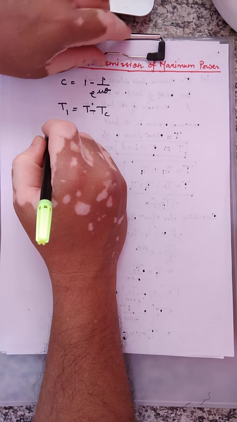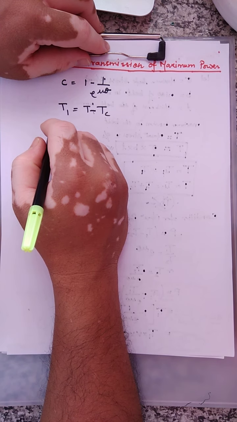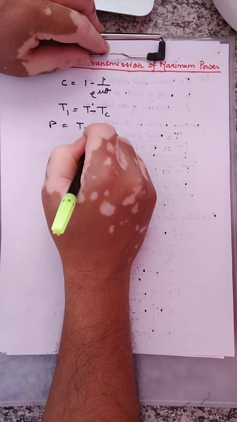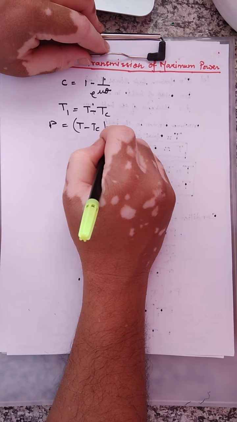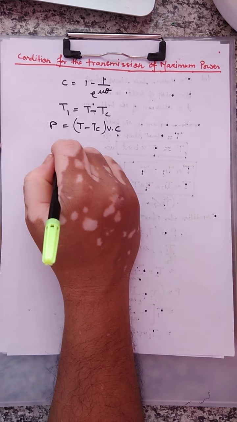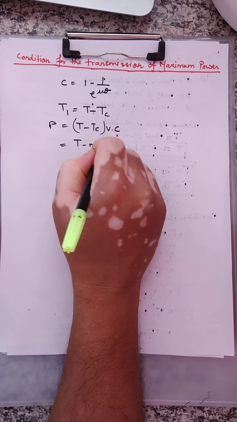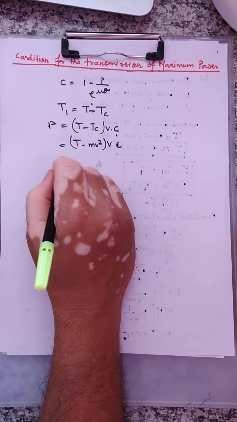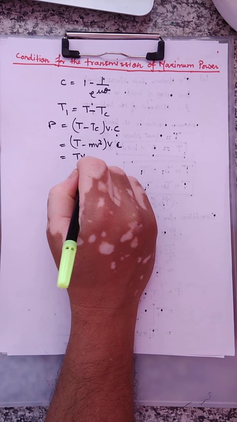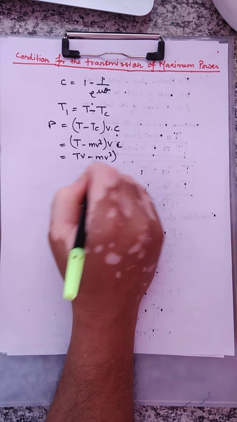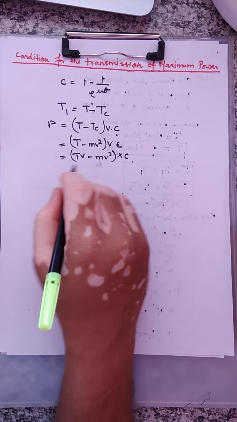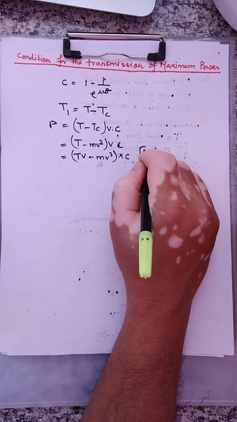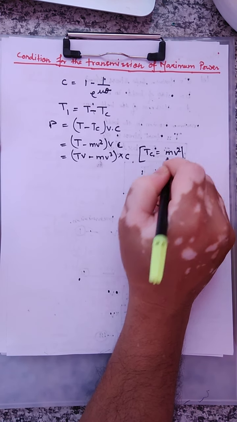Now putting the value of T1 in equation number 3, then P is equal to (T minus Tc) V into C, that is (T minus mv square) into V into C, that is equal to TV minus mv cube into C, since we have already taken Tc equal to mv square.